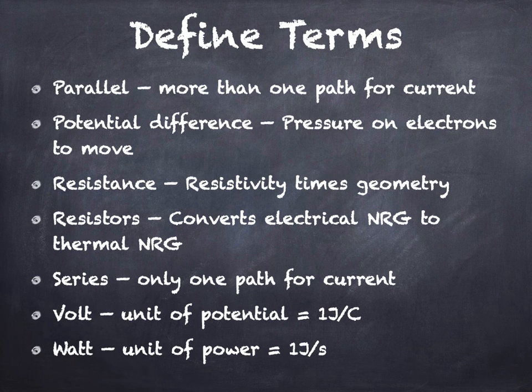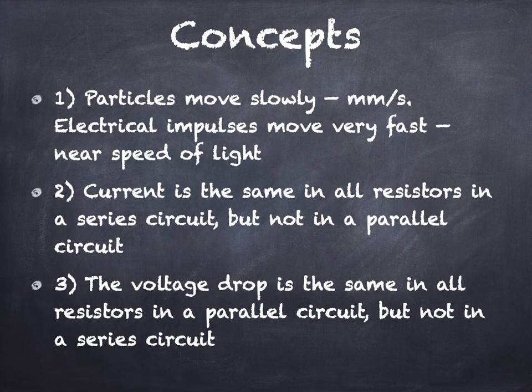The volt is the unit of potential, 1 joule per coulomb, how much energy there is per unit of charge. And then a watt is a unit of power, and it's still 1 joule per second, just like it's always been. All right, concepts. The first question, I don't have the questions in front of me.